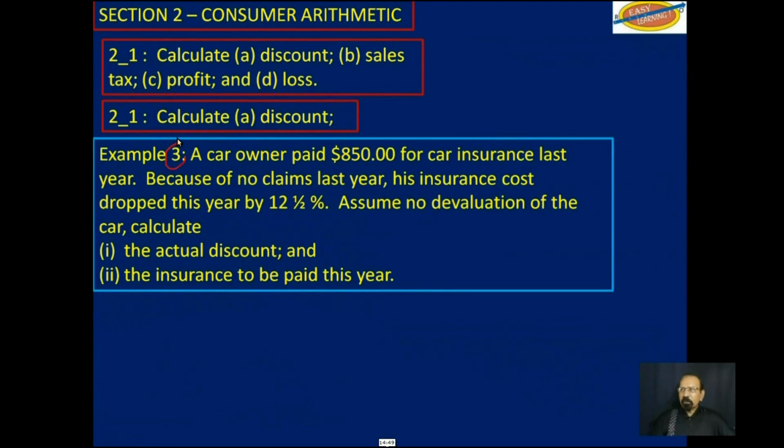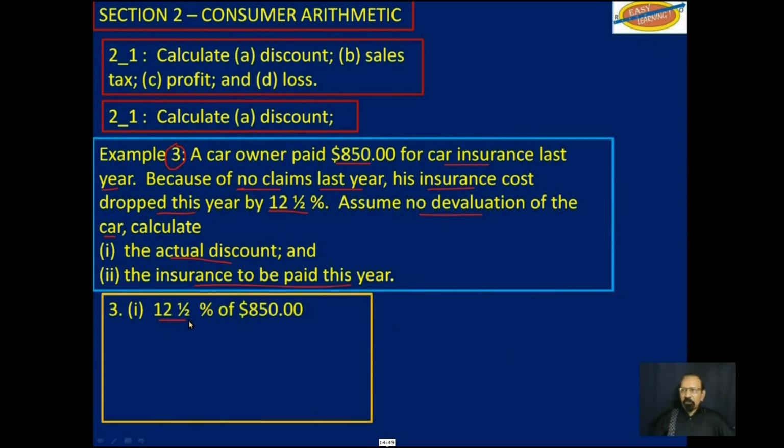Example 3. A car owner paid $850 for car insurance last year. Because of no claims last year, he didn't get in any accident or anything, his insurance cost dropped this year by 12.5%. Assume no devaluation of the car, calculate the actual discount and the insurance to be paid this year.